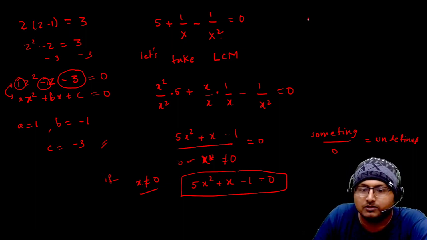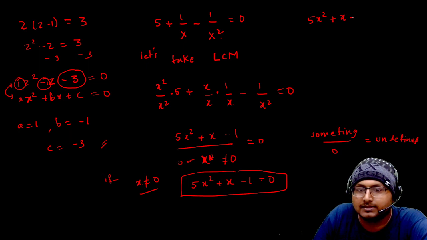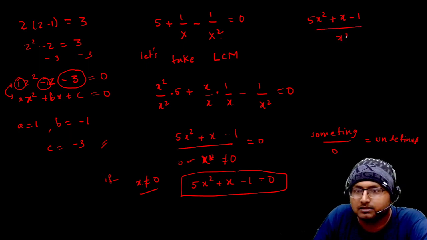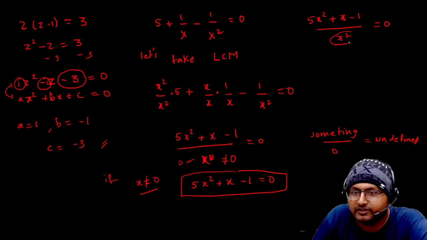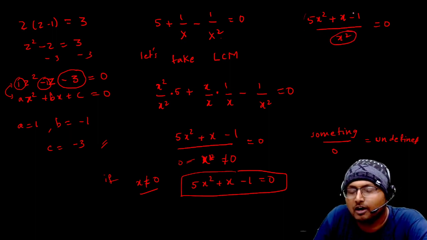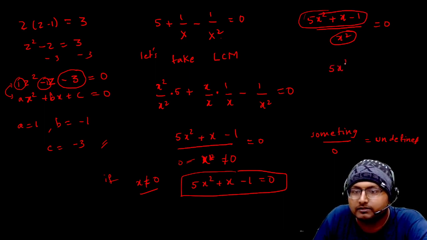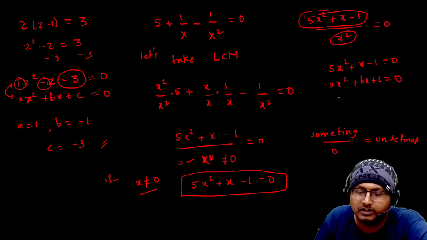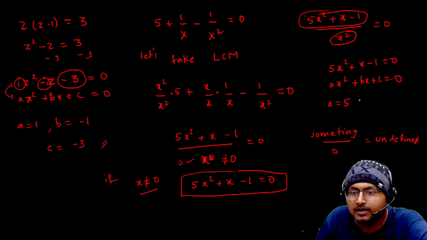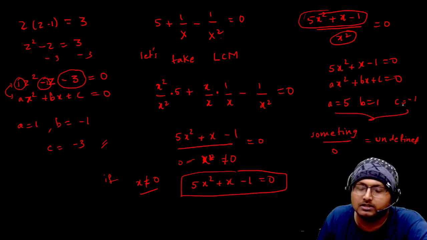So we have 5x square plus x minus 1 by x square equal to 0. If the denominator is not equal to 0, when will this total be equal to 0? It will happen only when the numerator equals 0. Hence 5x square plus x minus 1 equal to 0 is the thing. This is in the standard form. By comparing it with ax square plus bx plus c equal to 0, you will get a equal to 5, b equal to the coefficient of x, 1, and c equal to minus 1. Yes, this is about the comparison.